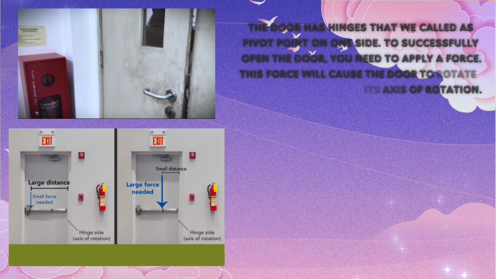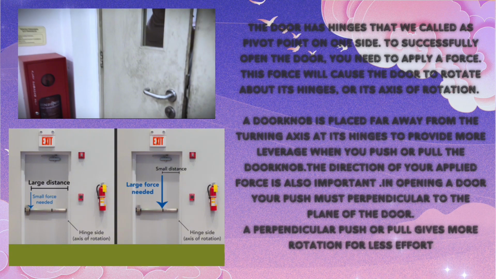The door has hinges, which we call the pivot point, on one side. To successfully open the door, you need to apply a force. This force will cause the door to rotate about its hinges or its axis of rotation. A doorknob is placed far away from the turning axis, at the hinges, to provide more leverage when you push or pull the doorknob. The direction of your applied force is also important. In opening a door, your push must be perpendicular to the plane of the door. A perpendicular push or pull gives more rotation for less effort.